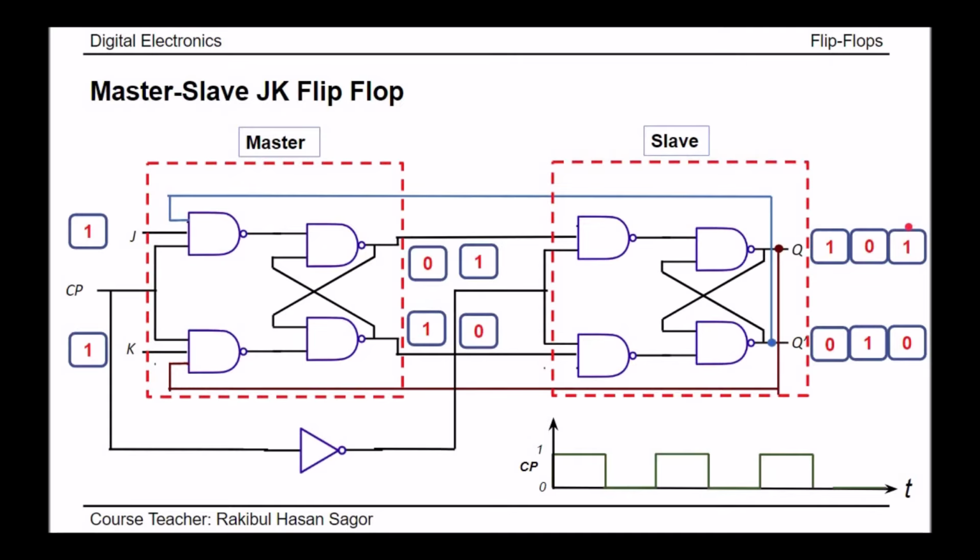So we are getting the toggled output after each complete clock pulse. In half clock pulse, the data is transferred to the master, and in the next half clock pulse, that means during the off time, the data is transferred through the slave side, and it's giving us a stable toggled output for each clock pulse. Till now we have got the ideas on different types of flip-flop.